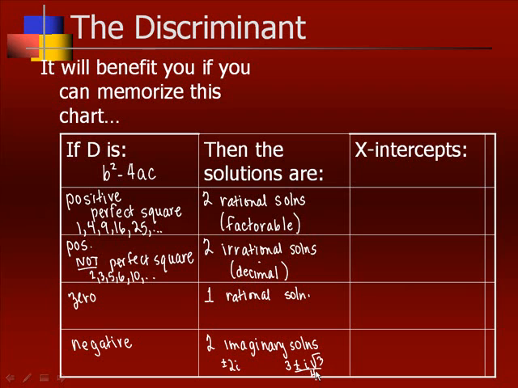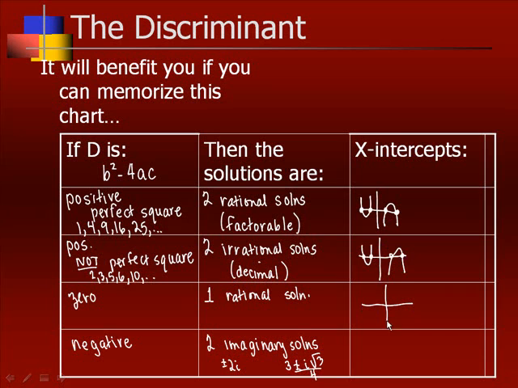Now, do you remember we talked about solutions and x-intercepts being the same thing? Well, if you have two rational solutions, what that means is when you graph it, you are going to have two x-intercepts. So it's either going to look like that, or it's going to look like that, but you're going to have two places where your graph crosses the x-axis. Same thing for your positive not a perfect square. You know, you're going to have these two. They may be ugly, but you're still going to have these two solutions, or two x-intercepts.